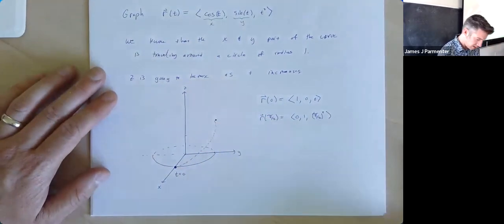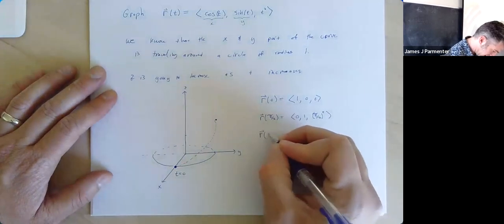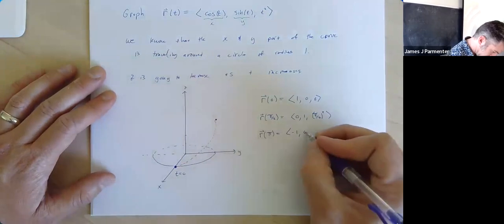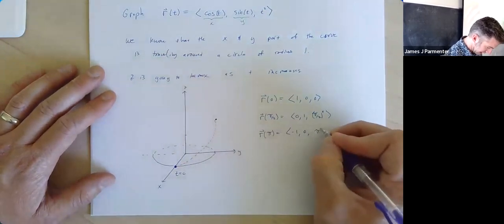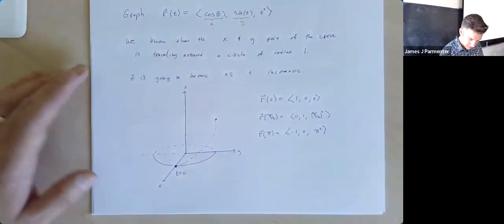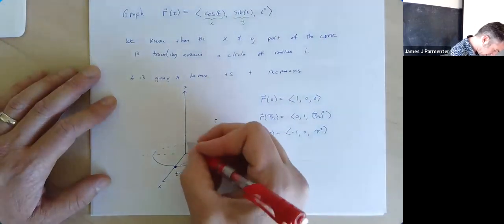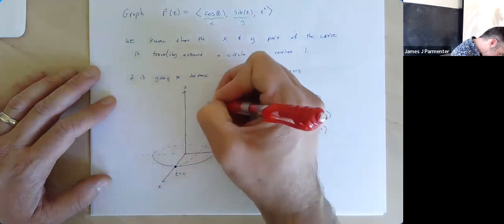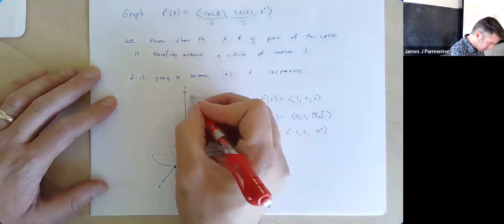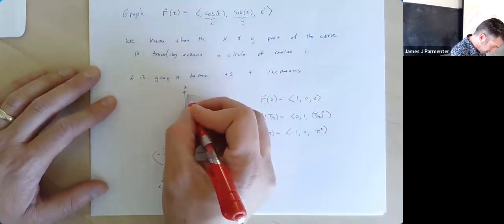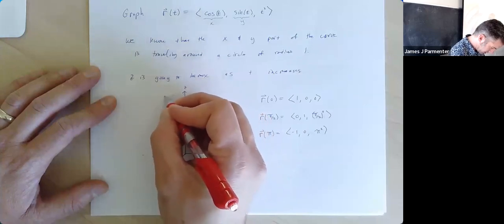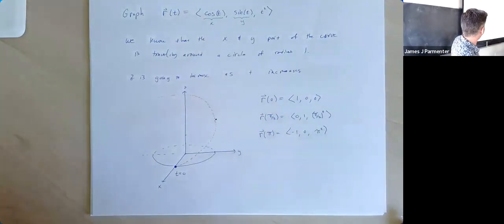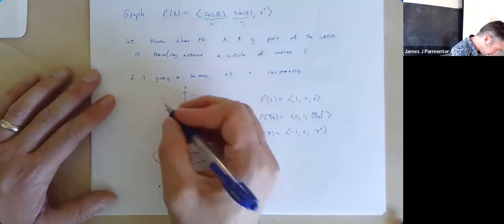And then at, say, pi, we're going to have, well, cosine of pi is -1, sine of pi is 0, and pi squared is bigger than 9, actually. Right, so we're up here somewhere like this. And so we're just kind of circling around this cylinder.